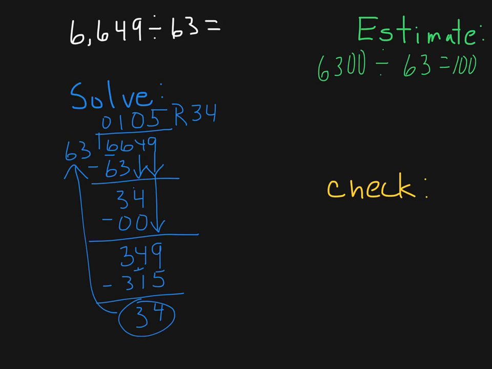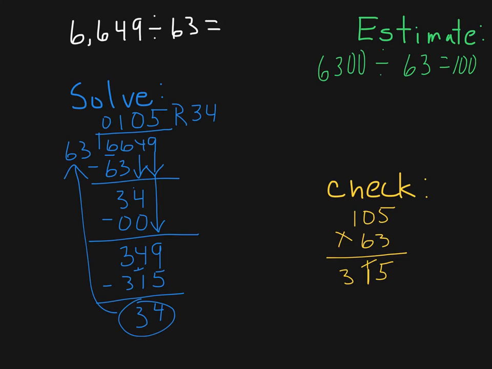So now I'm going to do my check. And that will be the whole number in my quotient, 105 times 63, which is the divisor. And 3 times 5 is 15. So I have a 5 in the ones place, and I will put a small 1 in the tens place to carry over. 3 times 0 is 0, so I'm going to add that 1 I brought over to the 0. And 3 times 100 is 300. So my first partial product is 315.